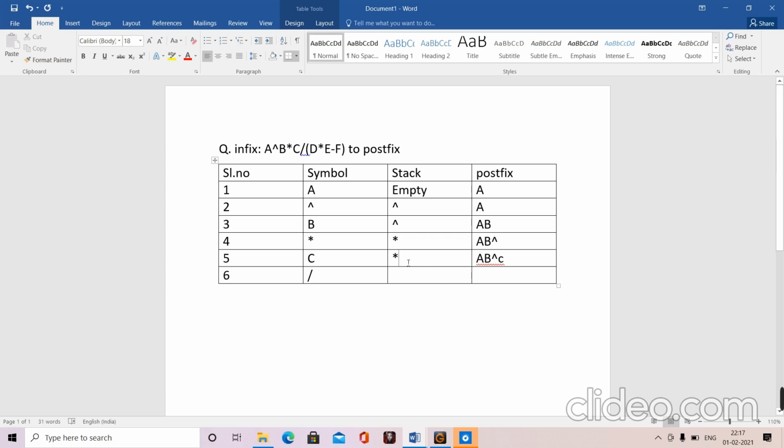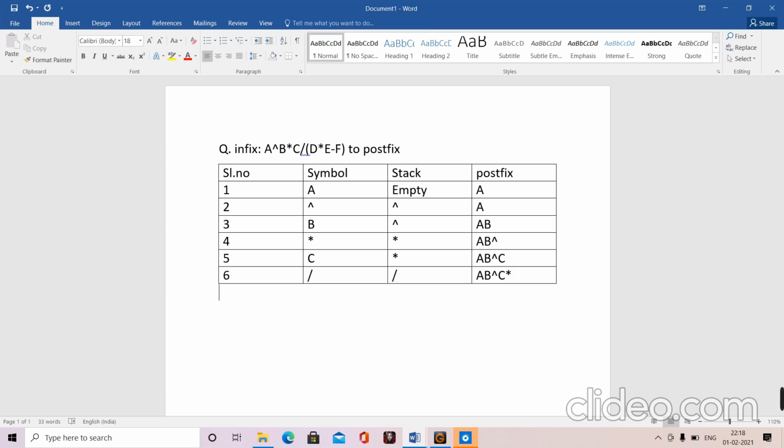So this will be popped, and then the division symbol will be pushed onto the stack. When it is popped, it will be added to the postfix. So your postfix will be A B exponent C, then this will be popped. In place of it on the stack, the division will be pushed.